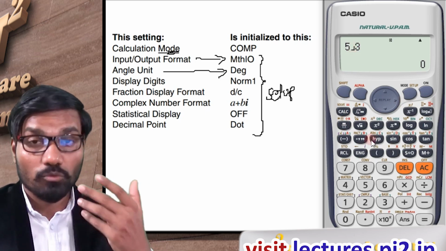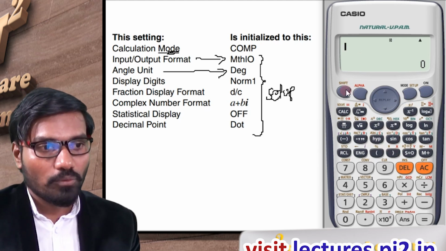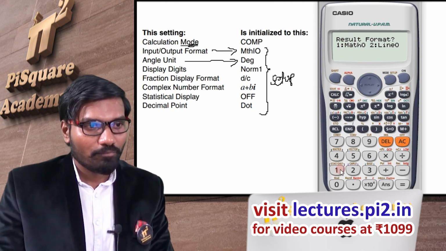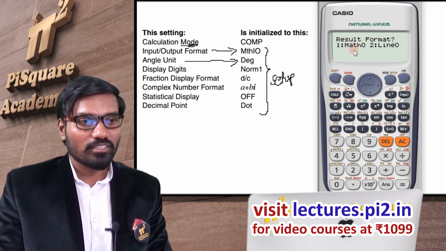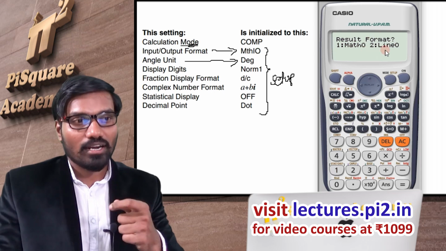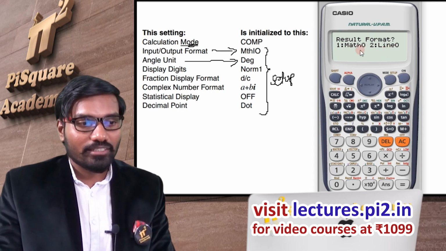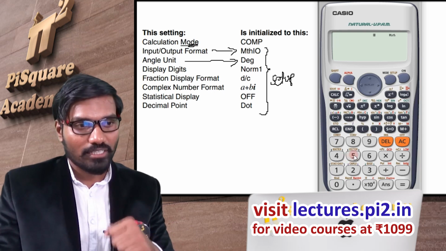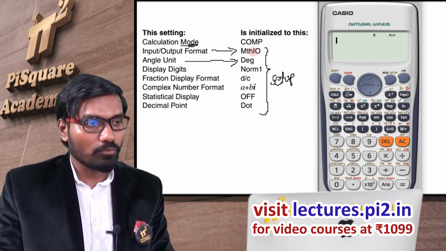So if you want to change it to original form, you can go to math IO. Here 1, hit 1. Now, in which mode do you want the result? You want as math output or line output. If you enter math output, you will get output also in math form. Okay, so this is about math IO degrees.